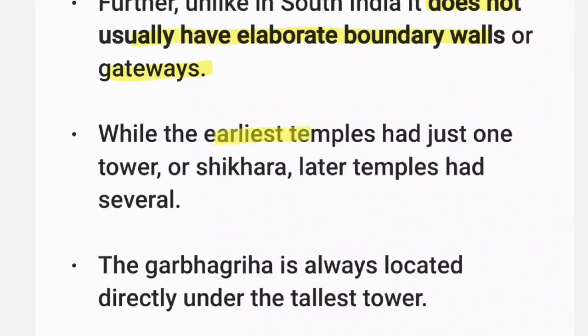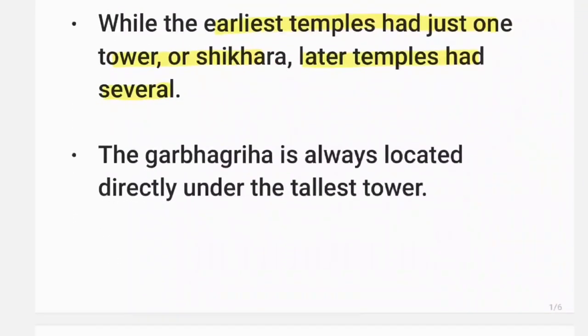While the earliest temple had just one tower or shikhar, the later temples had several towers or shikhars. The Garbhagriha is always located directly under the tallest tower.